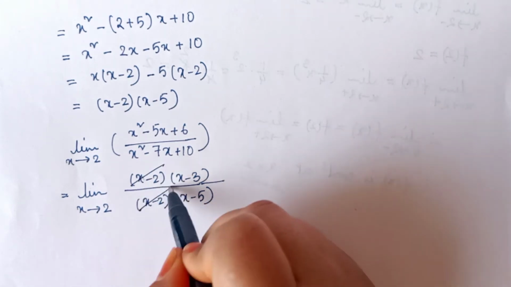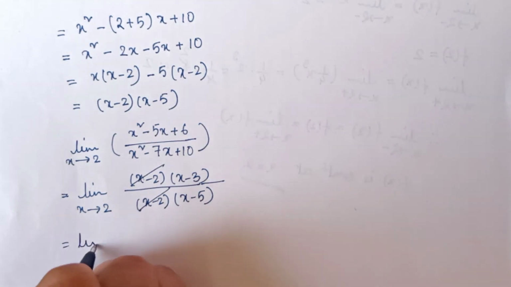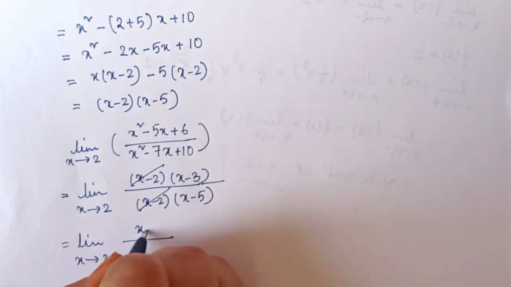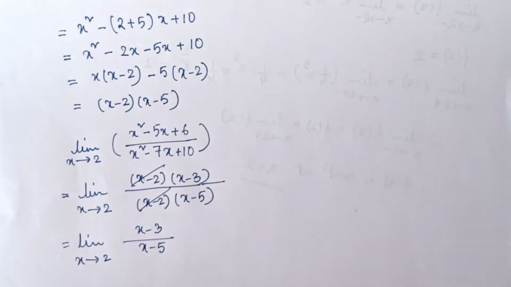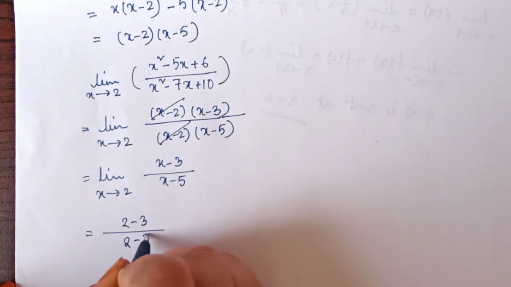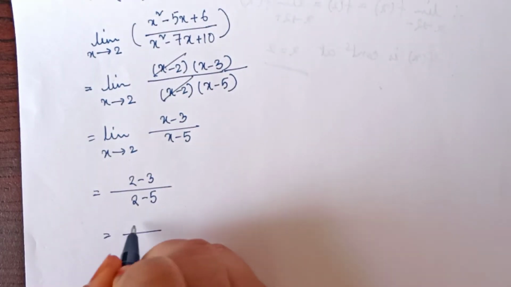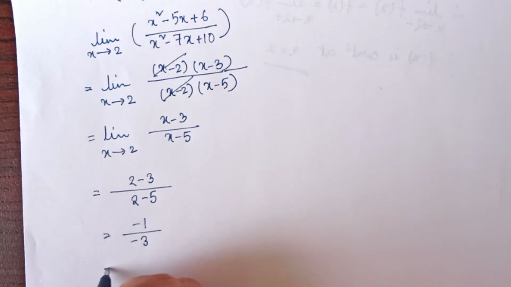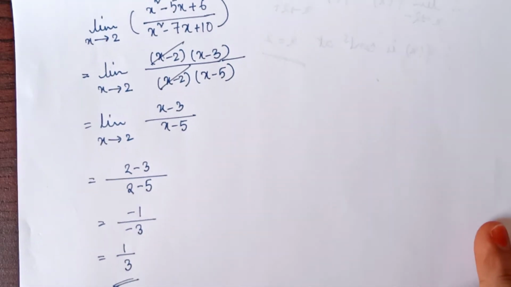That's why now we can cancel it. After cancellation, the remaining expression is (x − 3) divided by (x − 5). Now if we put x equal to 2 here, we will not get 0 by 0 form or a by 0 form. So now we can directly use x equal to 2 in the given function. It will be (2 − 3) divided by (2 − 5), which is −1 by −3. So the value is equal to 1 by 3.